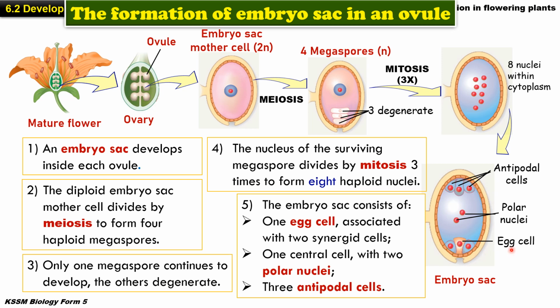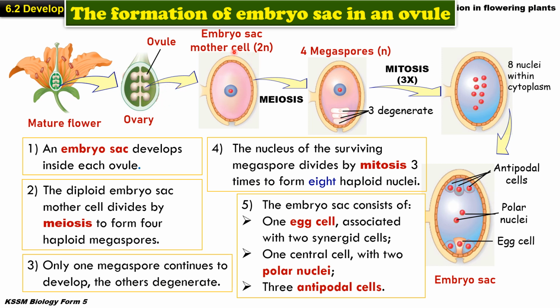2 nuclei, kita panggil sebagai 2 polar nuclei. And then, yang dekat bawah lagi 3 ni, yang tengah-tengah ni ialah egg cell. And kiri dan kanan, left and right, the side of the egg cell adalah synergid cell. So this synergid cell will provide nutrient to the egg cell. So this egg cell will fertilize with the male gamete. Boleh? So this is the formation of embryocyte in ovule.